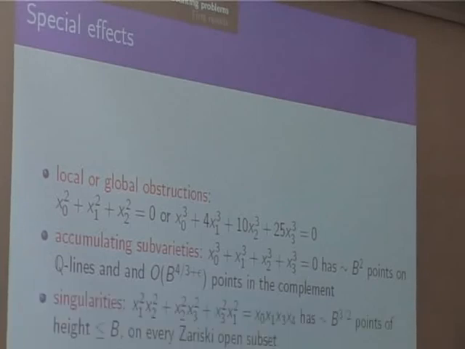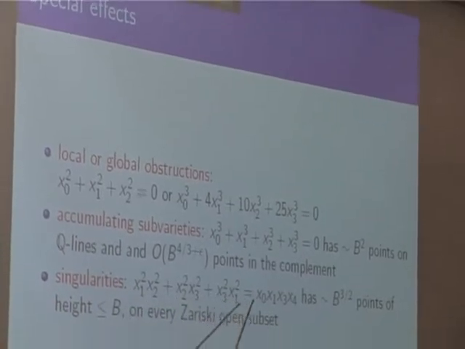And then there are other effects we'll have to accommodate, namely singularities. I very briefly mentioned that in Birch's method, you needed as an assumption that the hypersurface is smooth. So what happens when you allow singularities?